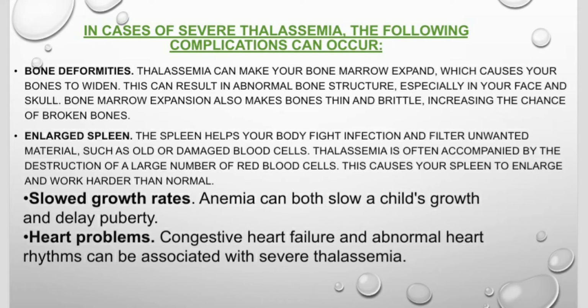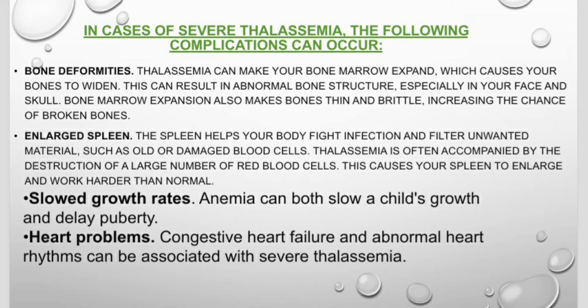That means when a person suffers from severe thalassemia, then the patient's bone marrow expands, which causes bones to widen. It may cause the structure of bones to be abnormal, especially in face and skull. When bone marrow expands, it may cause the bones to get thin and brittle, which increases the chance of bones breaking.